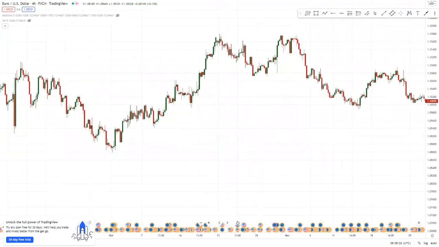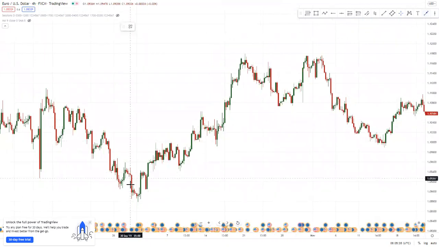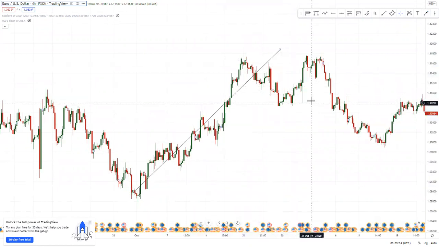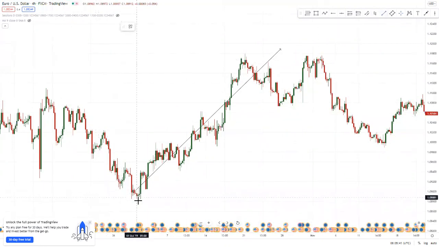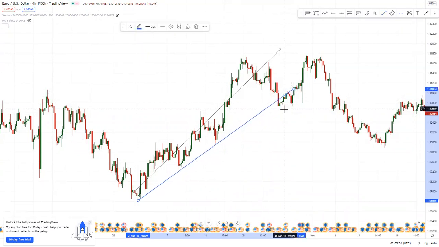You will all agree with me that this schematic here is an uptrend, right? It's an uptrend. Having found out that it is an uptrend, how do we draw our trend line? You all agree with me that we'll be having something like this here, right?